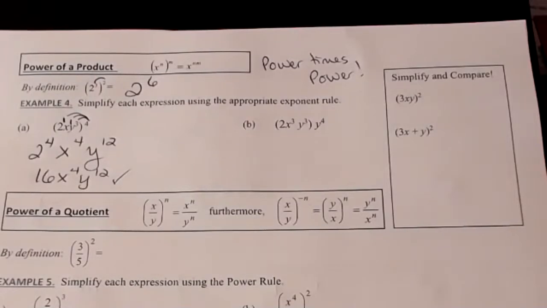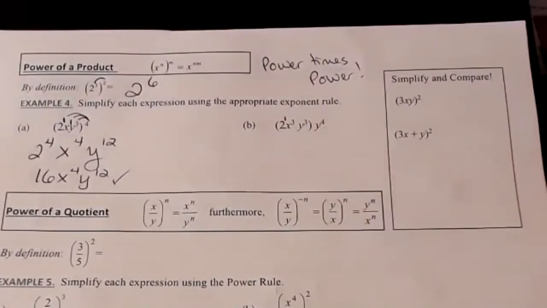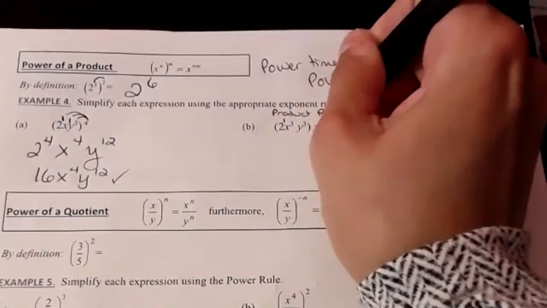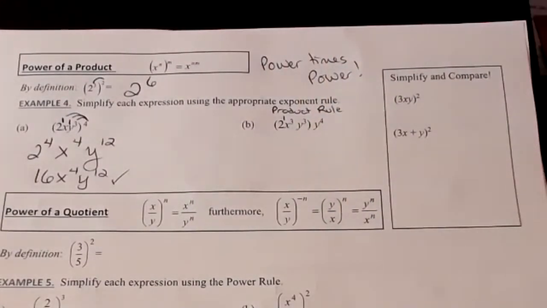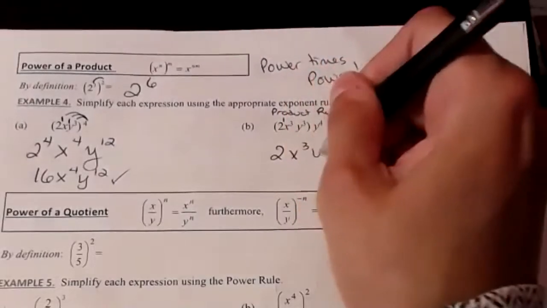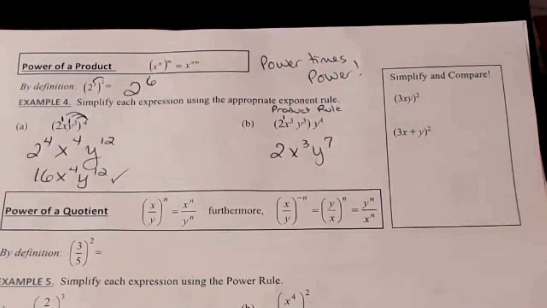Now I want you to notice the difference between part A and part B. In part A, you have an expression raised to the 4th power. In part B, you do not. Part B says 2 to the 1st, x to the 3rd, y to the 3rd times y to the 4th. Oh, this is not the power rule. This is actually the product rule. The product rule says keep the base, add the powers. So my final answer here is going to be 2, x to the 3rd, y to the 7th. Keep the base, add the powers.